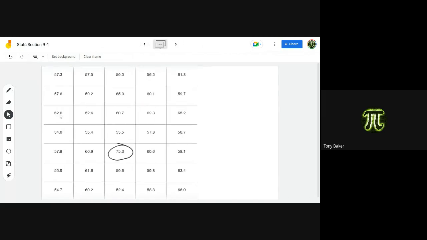Now, in this situation, that one seems extremely high. I would reject it because I'm going to assume something was wrong with the data in that situation. Maybe the gun wasn't calibrated, a lot of different things.